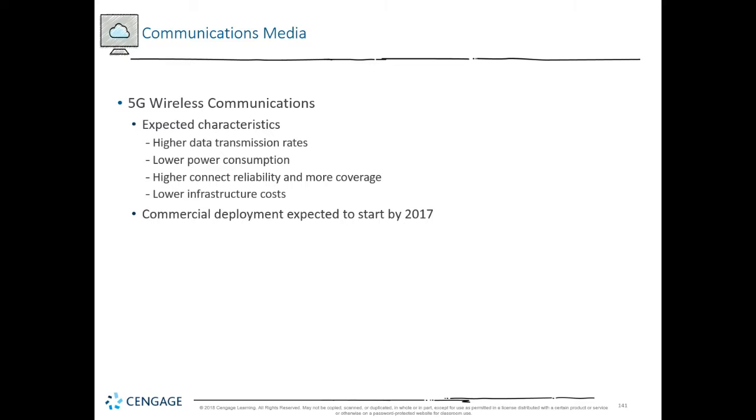Communication. 5G wireless communication. Expected characteristics: higher data transmission rate, low power consumption, higher connect reliability and more coverage, lower infrastructure costs. Commercial deployments expected in 2017.